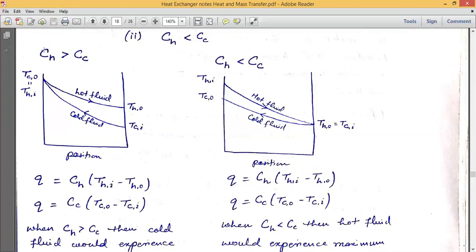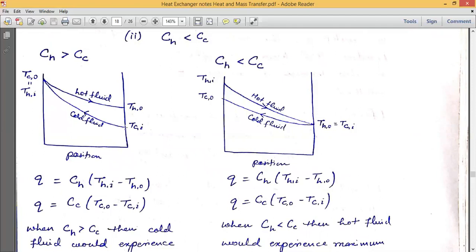See, what is the first case? CH is greater than CC. In that case, CC is minimum and CH is maximum. CH is higher and CC is lower. That means the cold fluid heat capacity rate is minimum. So for the given heat transfer rate, the cold fluid would experience the maximum temperature difference.